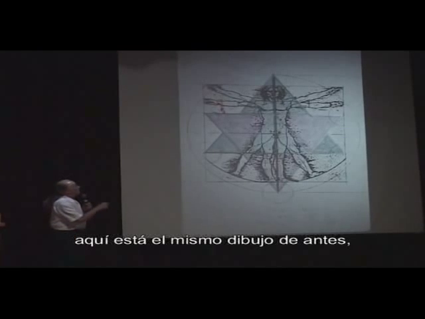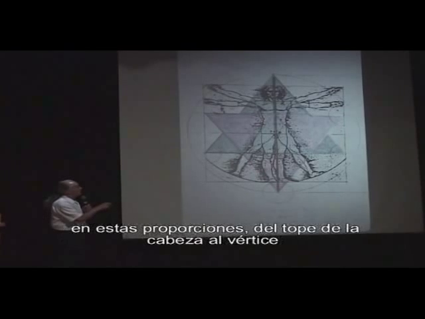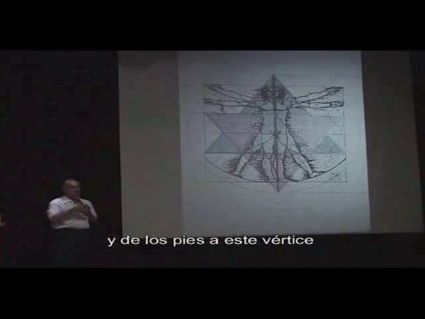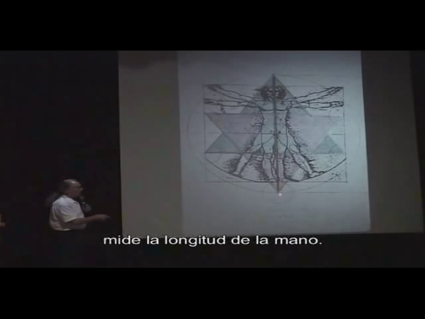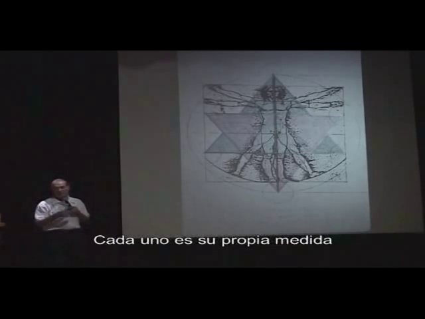Well, here's the same drawing we've seen a little while ago. And around the human body is the star tetrahedron inscribed in a sphere, exactly in these proportions. The distance from the top of the head to that point is exactly 1 hand length. And the distance between the feet and the bottom down there is exactly 1 hand length, your hand length. You're your own measuring stick.